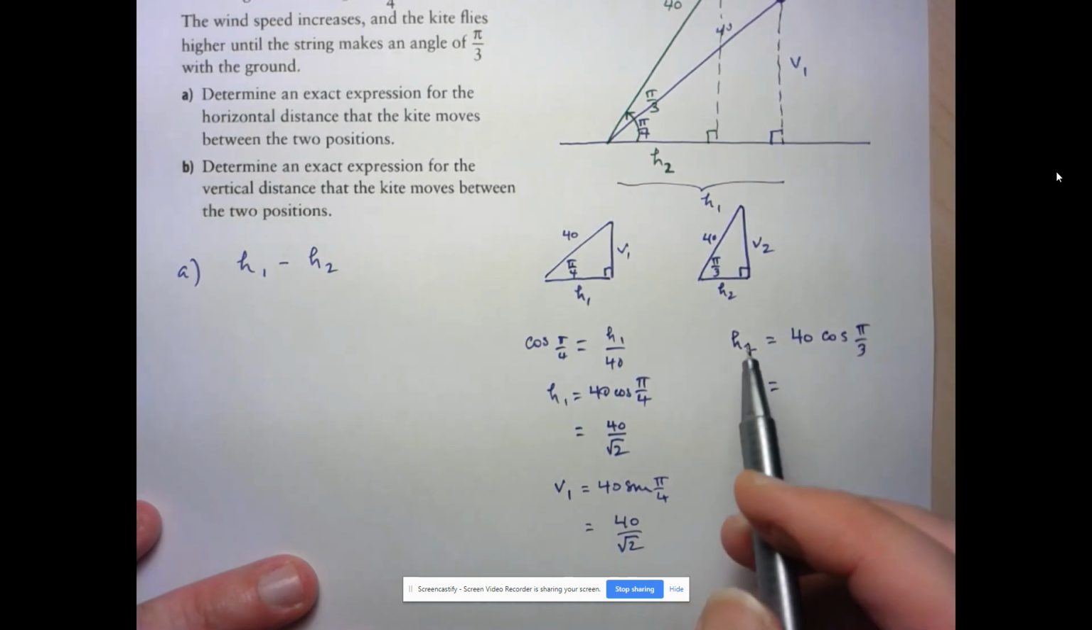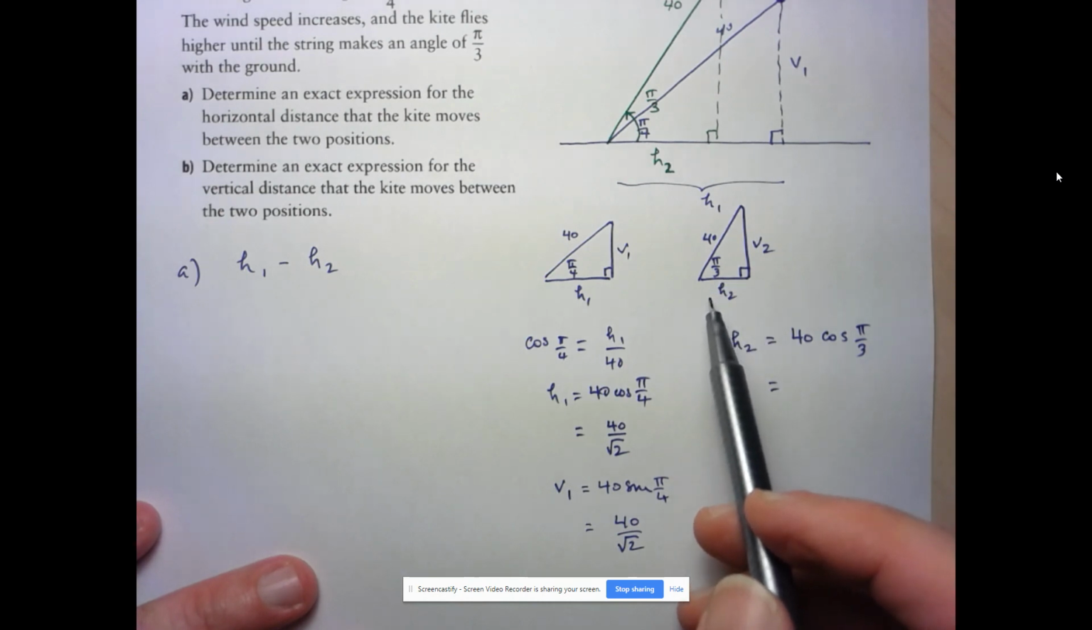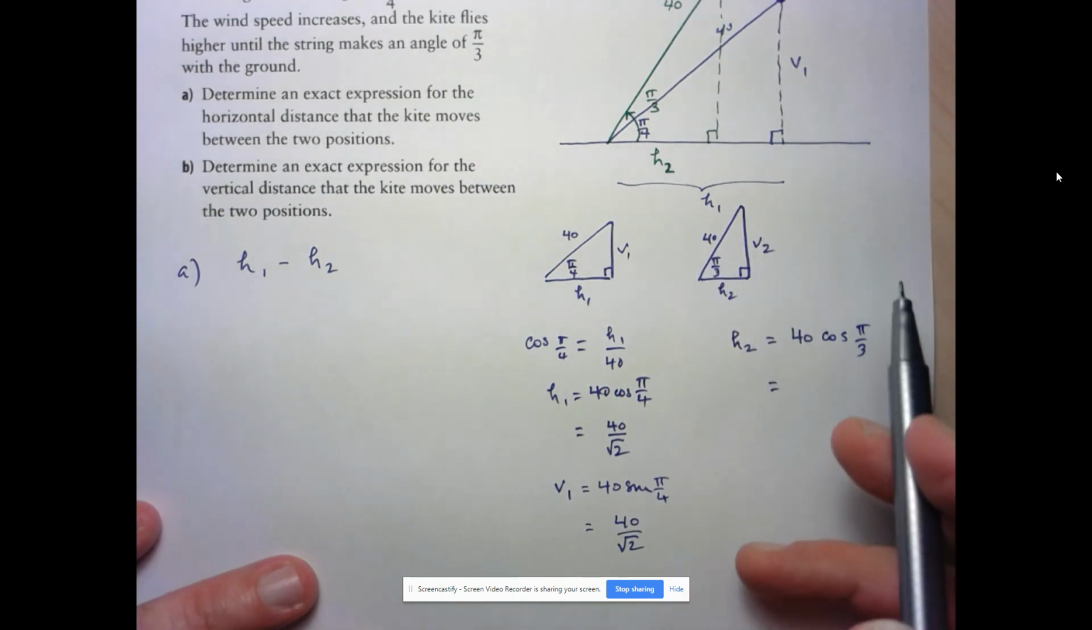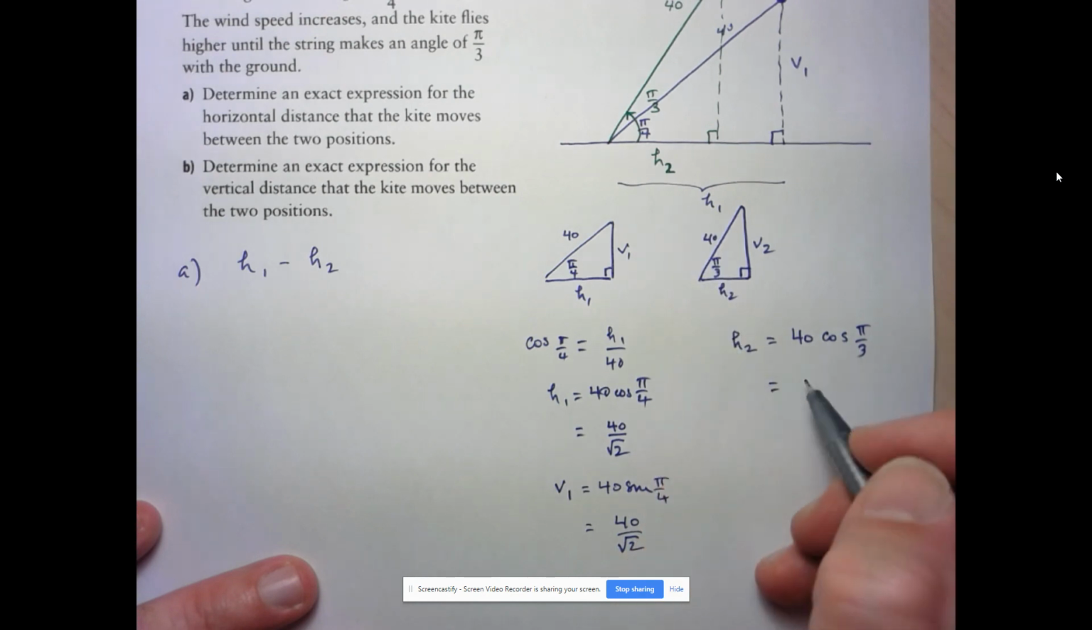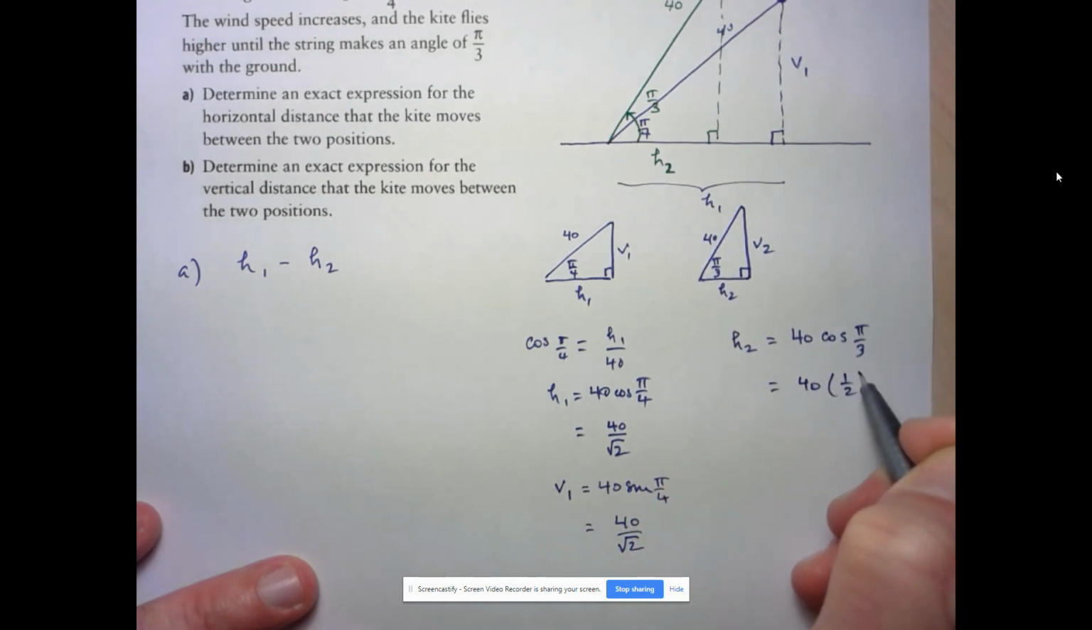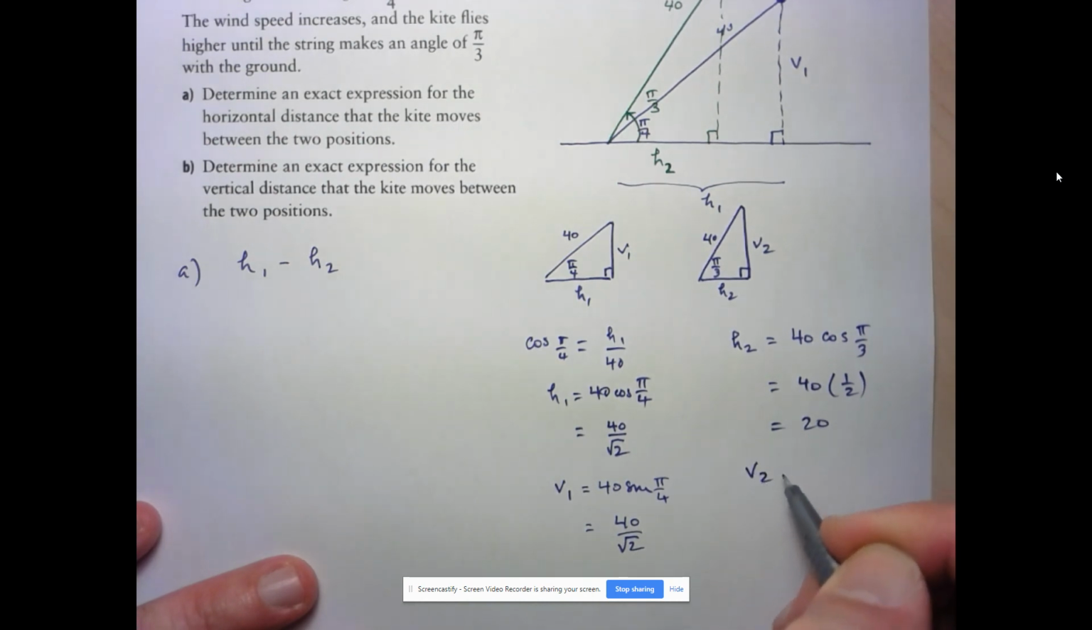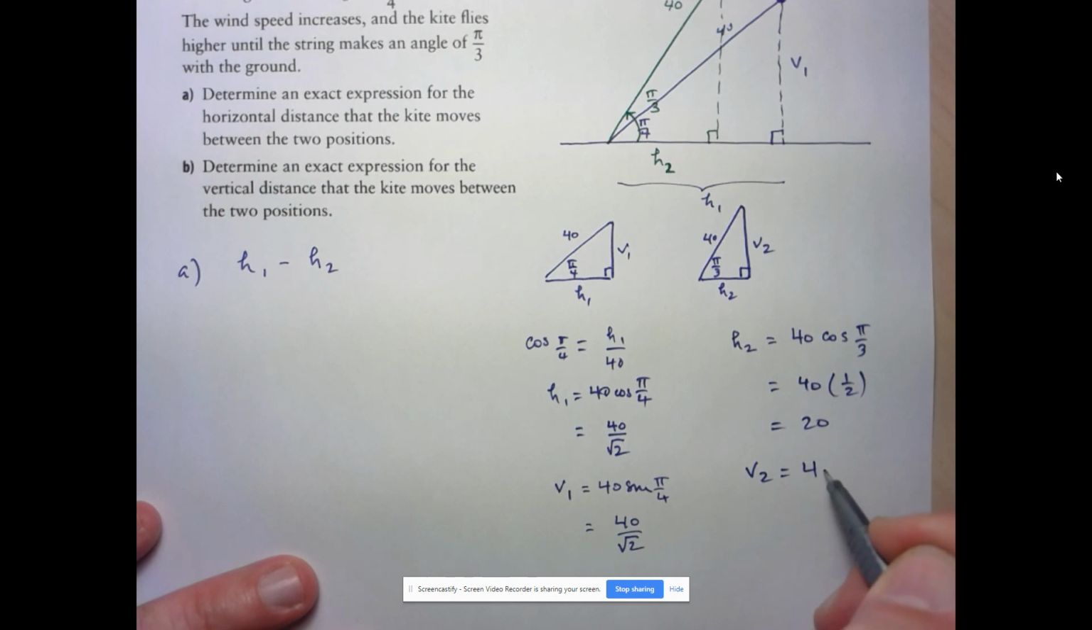Now I'm not going to write it out, but imagine the pi over 3 triangle is 1, 2, root 3. So if it's cosine, it's going to be 1 over 2. So 40 times 1/2. So that's going to be a nice number, 20. And then for V2, it's just going to be the same thing except with sine of pi over 3. Sine of pi over 3 is just going to be root 3 over 2. So this is going to be 40 root 3 over 2, which of course we can simplify to 20 root 3.